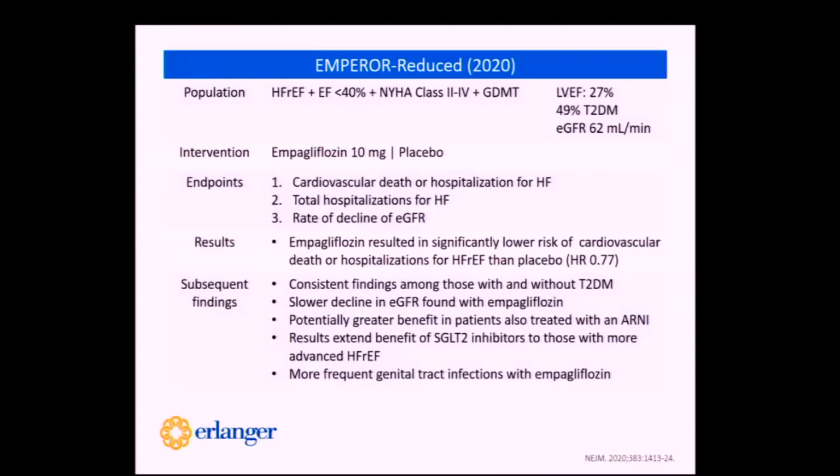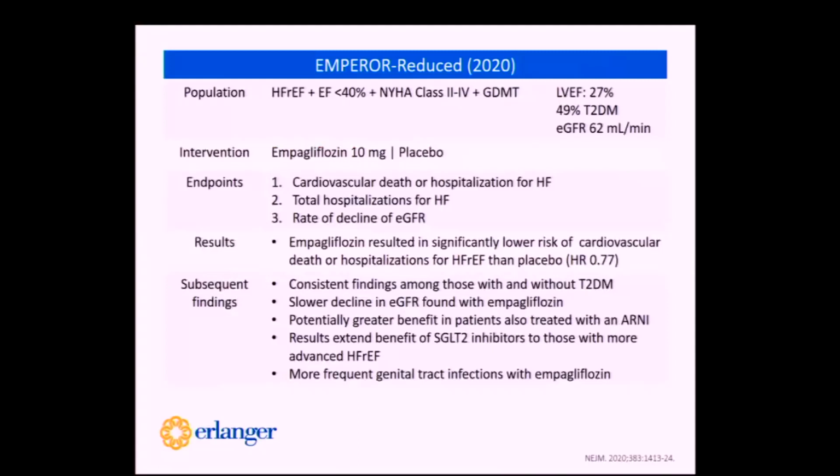The intervention in this trial was empagliflozin 10 milligrams versus placebo. And the endpoints, again, similar to the last, were cardiovascular death or hospitalization for heart failure. It also looked at the total number of hospitalizations for heart failure and the rate of decline of eGFR. So Emperor-Reduced concluded that empagliflozin results in significantly lower risk of cardiovascular death or hospitalizations for heart failure with reduced ejection fraction as compared with placebo, with a hazard ratio of 0.77. So these findings were consistent among those with and without type 2 diabetes. They found a slower decline in eGFR with empagliflozin.